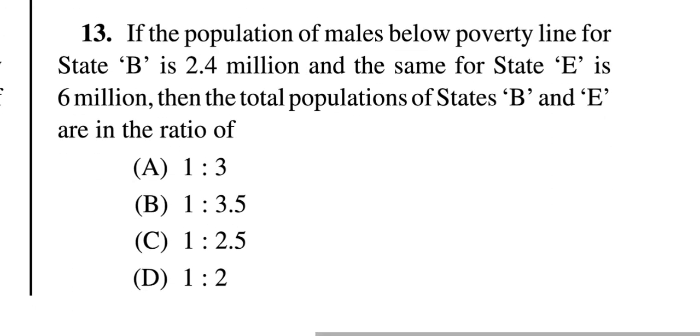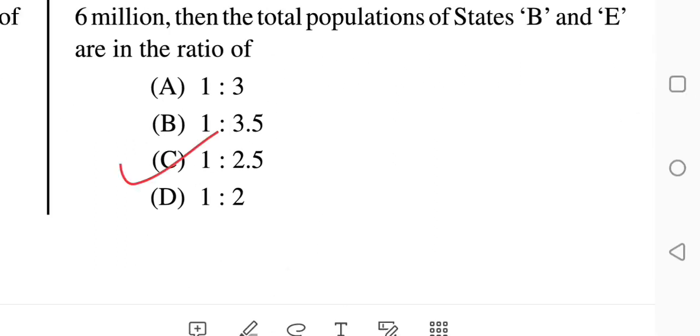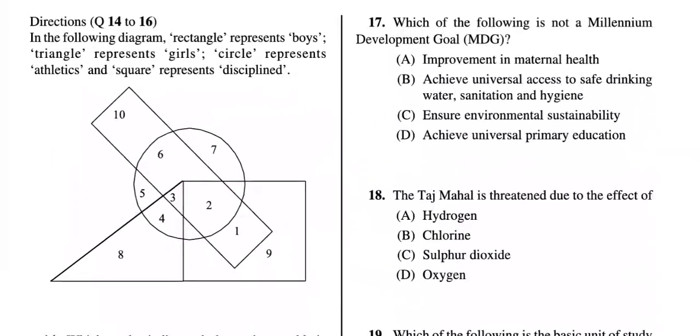Number 13, it says, if the population of males below poverty line for state B is 2.4 million and the same for state E is 6 million, then the total populations of states B and E are in the ratio of what? 1:3, 1:3.5, 1:2.5, 1:2. What is the correct answer? 13, correct is C, that is 1:2.5. This is the correct answer.